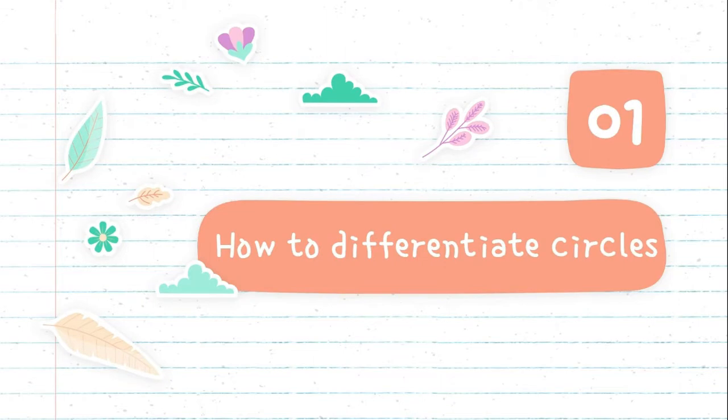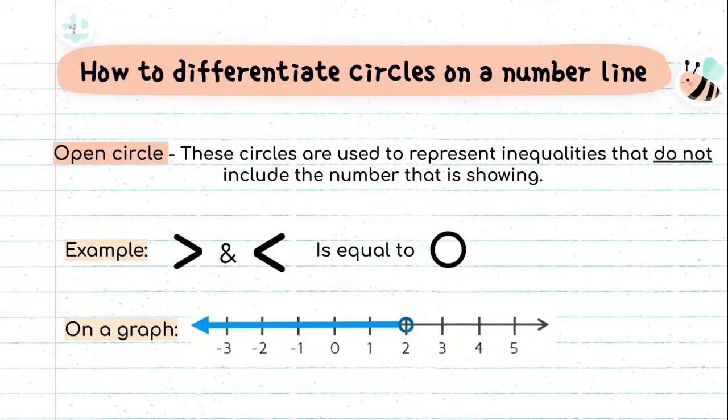The first chapter is how to differentiate circles. The first type of circle is an open circle. These circles are used to represent inequalities that do not include the number that is showing. For example, the greater than symbol and the less than symbol is equal to an open circle. An open circle meaning that it's a circle just blank inside.